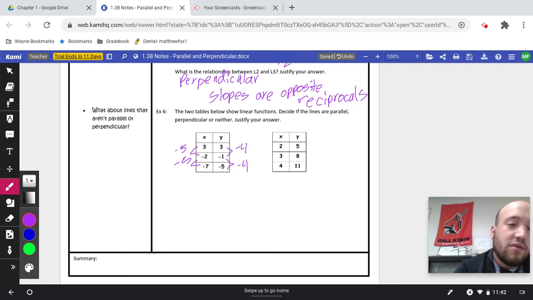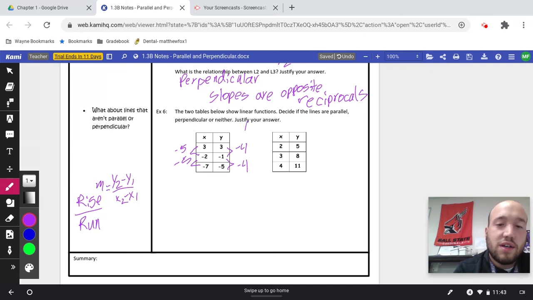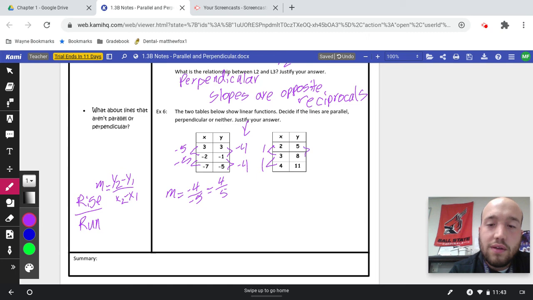Either way, remember, rise over run to find slope. It's the same as our change in y's over the change in x's. Okay, and that's what m is. So we have our change of y's right here, so that goes on top. So the slope of this first one is negative 4 over negative 5, which is the change in x. Those negatives will cancel and we're left with 4 over 5. Okay, for our next one, this increases by 1, this increases by 1. Both of these increase by 3. So our slope here is 3 over 1.